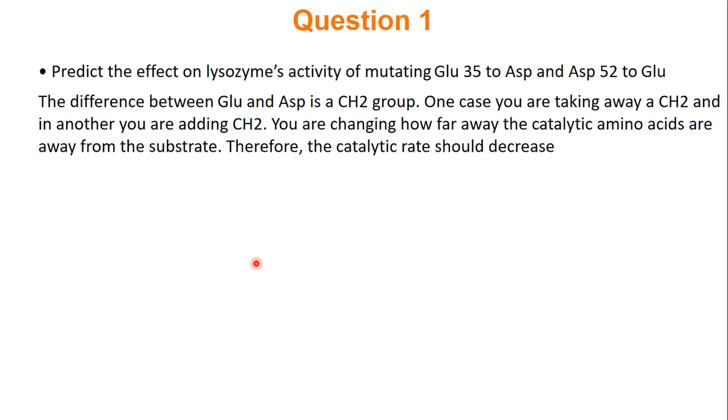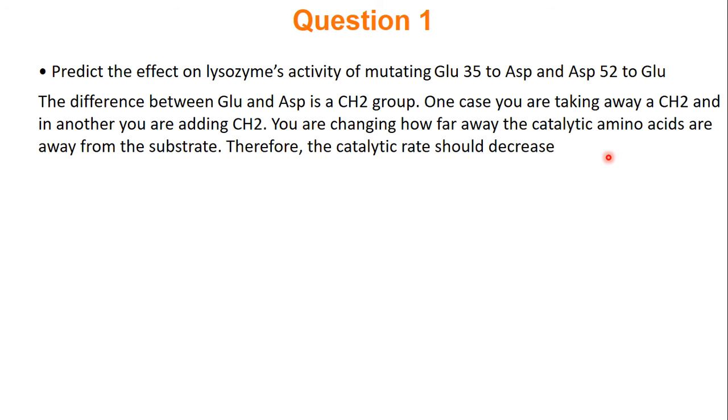So our first question is, let's go back to lysozyme, and we mutate GLU to an ASP and ASP to a GLU. What would be the difference? Well, first let's think about these amino acids. The difference between GLU and ASP is really only a CH2 group. In one case, you're taking away a CH2 group, GLU to ASP. In another case, you're adding a CH2 group, ASP to GLU. So in general, you're going to be changing how far away your catalytic amino acids are from the substrate.